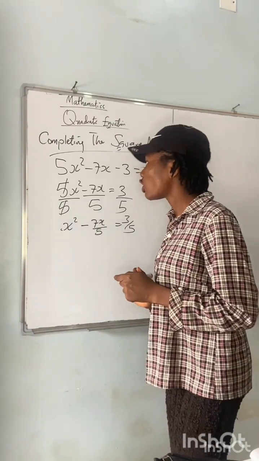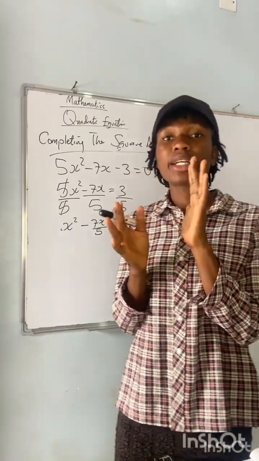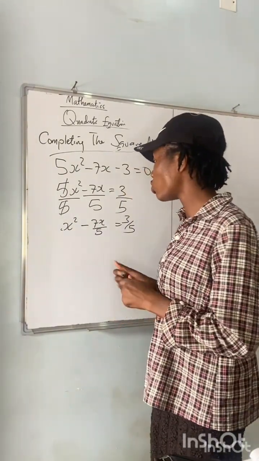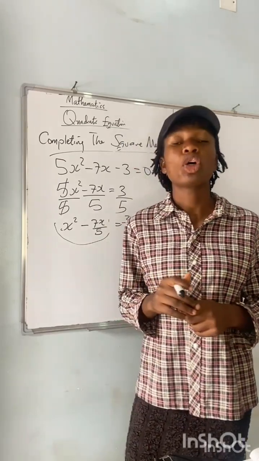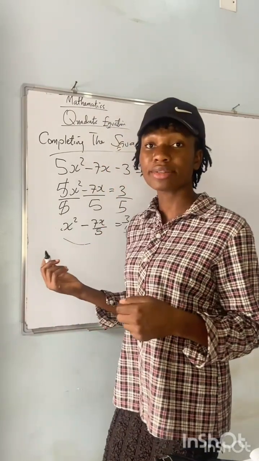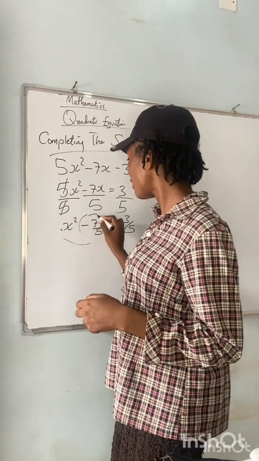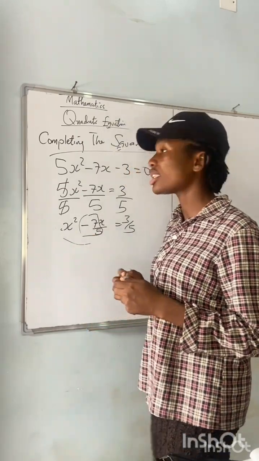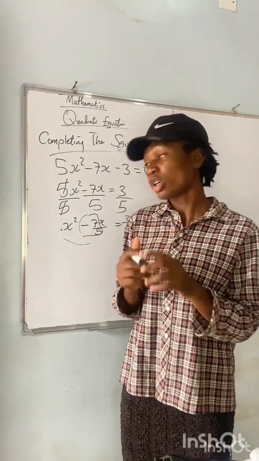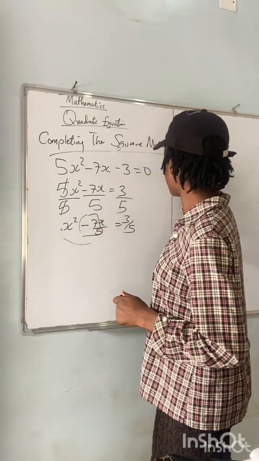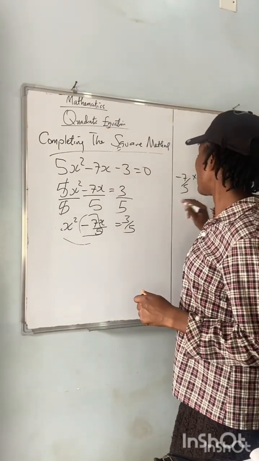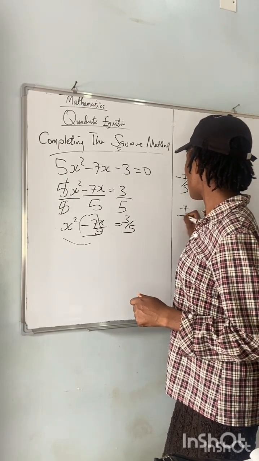Right, now in the completing the square method, we try to make squares. That's why it is called the completing the square method. So the next thing we'll do is make this a perfect square. How do we make it a perfect square? We consider the middle term again, which is minus 7 over 5. In getting a perfect square, we multiply the middle term by half, that's 1 over 2. Multiplying this, we have minus 7 over 10.